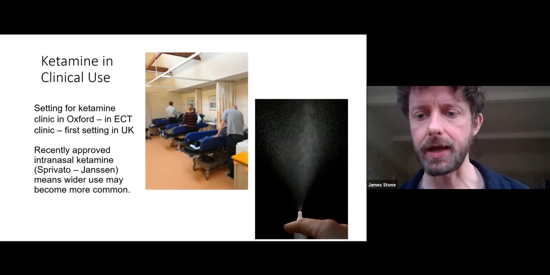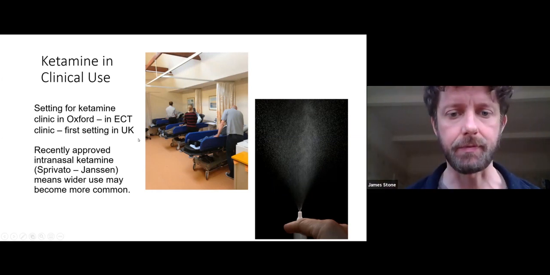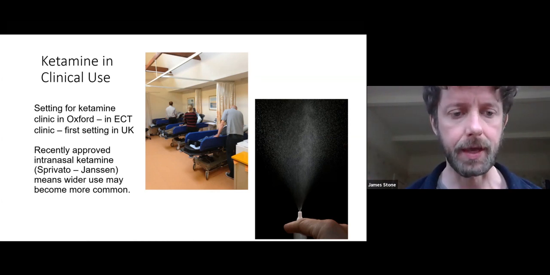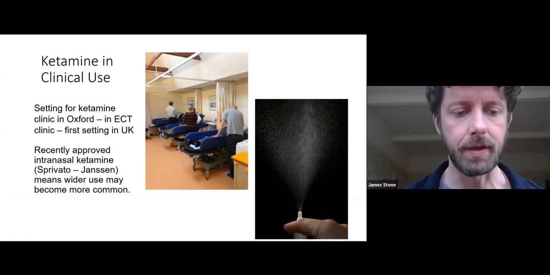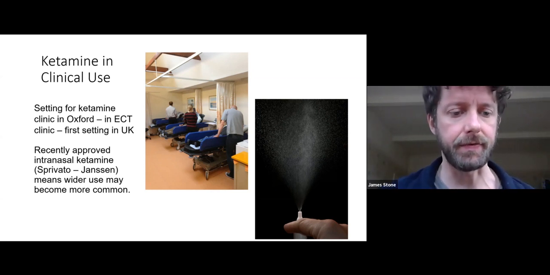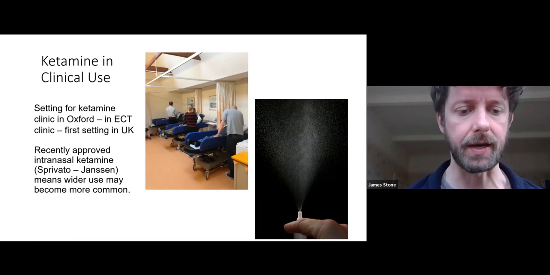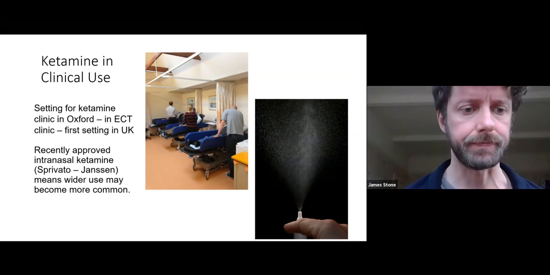So this is a picture. The central picture is of a recovery suite in Oxford, where Rupert McShane was one of the first pioneers to give ketamine for depression. But recently, Janssen has developed an intranasal ketamine spray, which has got through phase 3 trials and has been approved by the MHRA for treatment-resistant depression. So it's possible that this could become used more widely, but at present its use is fairly limited because of some difficulties around the level of dissociative symptoms that are caused.